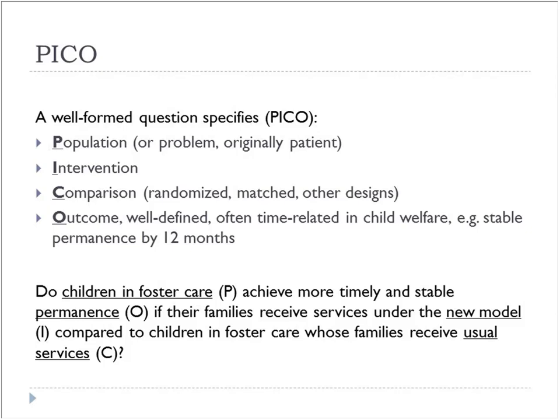So here's an example at the bottom of this slide of one of our research questions. Do children in foster care, that's the population, achieve more timely and stable permanence, the outcome, if their families receive services under the new model, and notice we said families are receiving the services too, the new model, that's the intervention, compared to children in foster care whose families receive usual services, that's the comparison group.